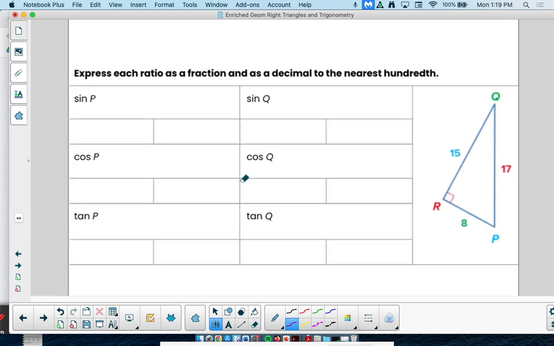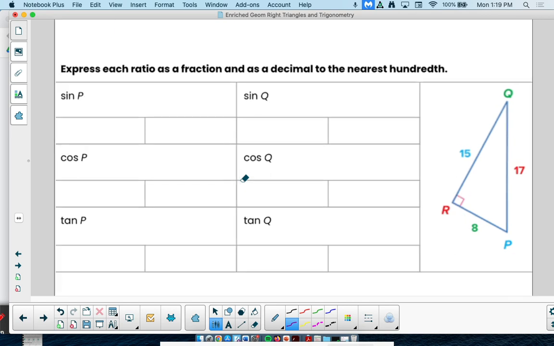So here we go. It says express each ratio as a fraction and a decimal to the nearest hundredth. How many decimal places is a hundredth? 2. Okay. Let's do this left column first. What angle are we going from? P. So mark angle P. Now we're going to label our three sides. Let's do the easy one first. What's our hypotenuse? 17.